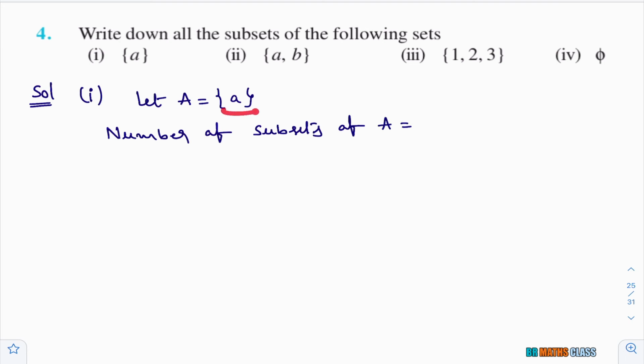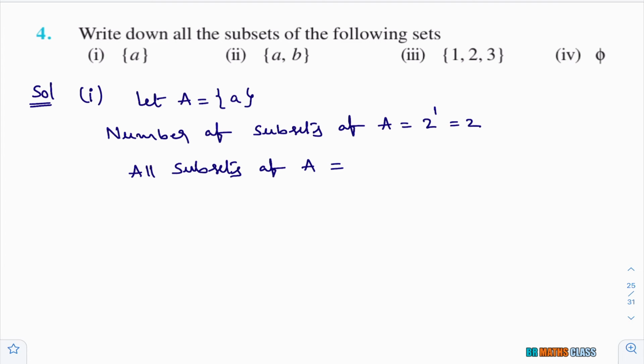Set A contains how many elements? One element. How many subsets will be there? 2 power 1. If set A contains m elements, the number of subsets is 2 power m. Here set A contains one element. The number of subsets of A is 2 power 1, that equals 2. So I'll write here all subsets of A, they are asking to write now. All subsets of A equal to.